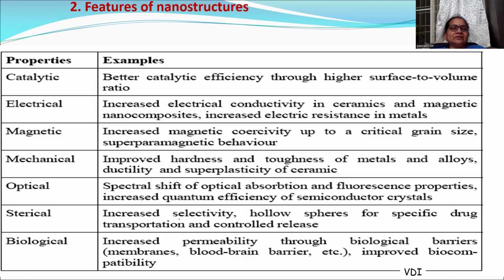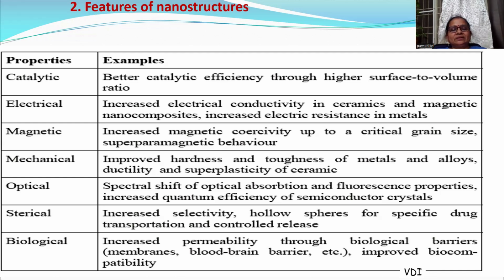Similarly, when it comes to the mechanical field, nanomaterials improve hardness and toughness of metals and alloys, ductility and superplasticity of ceramics. Not only is making nanomaterials for mechanical devices easy, their results are also very flexible and improved compared to large-scale materials. Similarly, in the optical field, the properties are spectral shift of optical absorption and fluorescent properties, and increased quantum efficiency of semiconductor crystals.